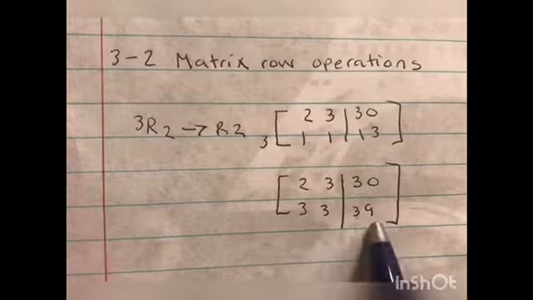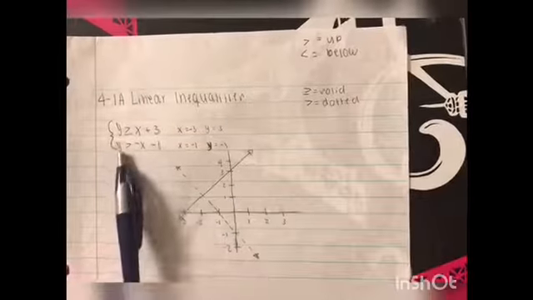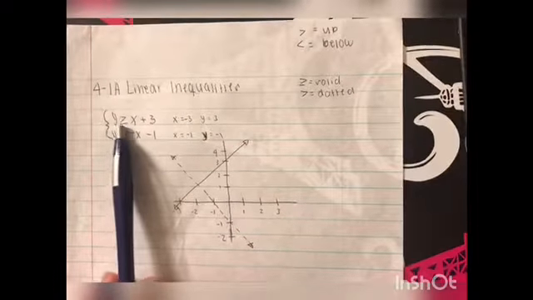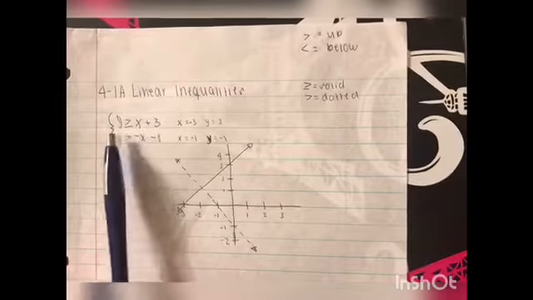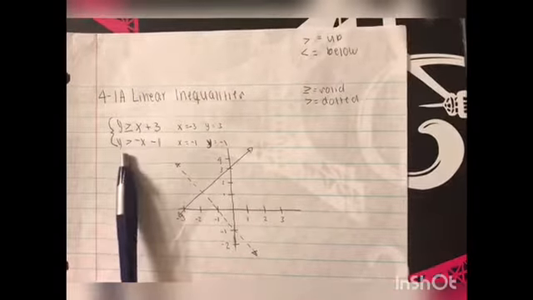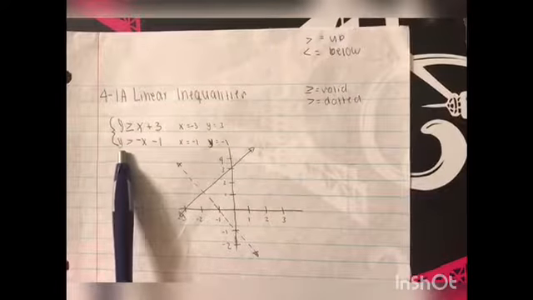So for Unit 4, Section 1a, linear inequalities, this is your function. When your sign is less than, that means that you would shade above, and when you have a line under, that means that your line will be solid, and when you don't have a line under, that makes your line dotted.